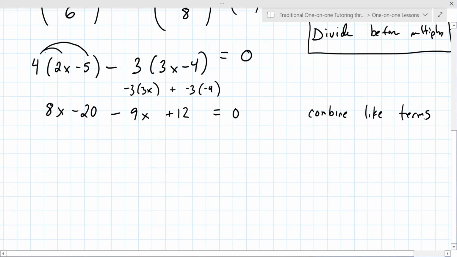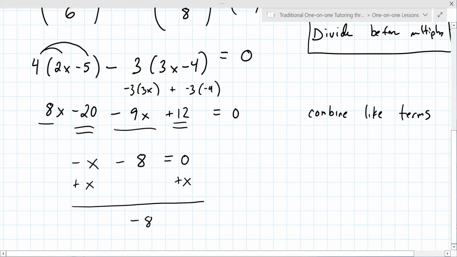So you got an 8x and a minus 9x. That gives you minus x, minus 20 and a plus 12. This is a minus 8 equals 0. A couple of ways you can do it from here. I would add x to both sides because I see that it's going to be positive on the right, and that means that x is minus 8. You can also add 8 to both sides and then divide by negative, and you get the same answer. Right. Okay.